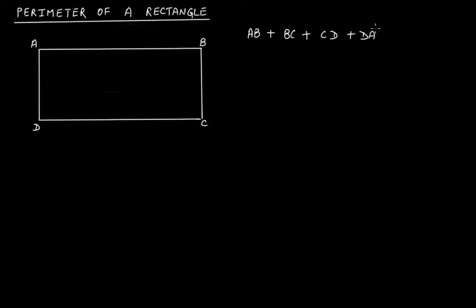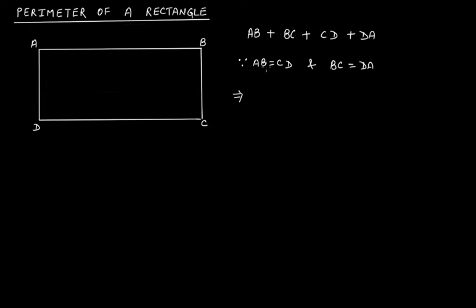Now we know that in a rectangle, opposite sides are always equal. Therefore, AB is equal to CD, and BC is equal to DA. So what I'm going to do is simply replace CD, that is this side, by AB, and DA, that is this side, by BC. Why? Because these two sides are equal.